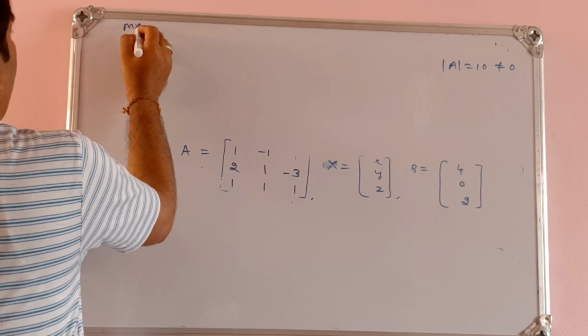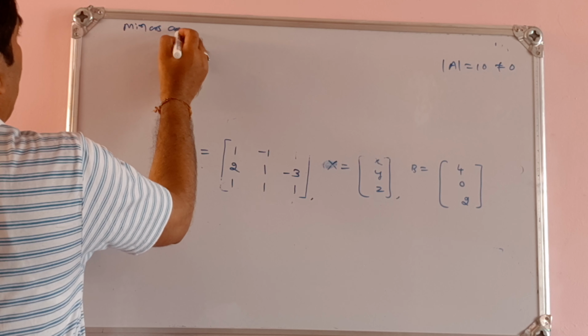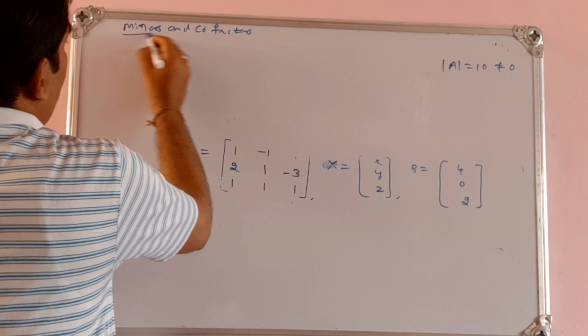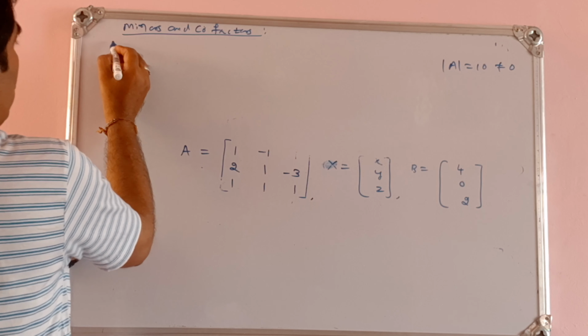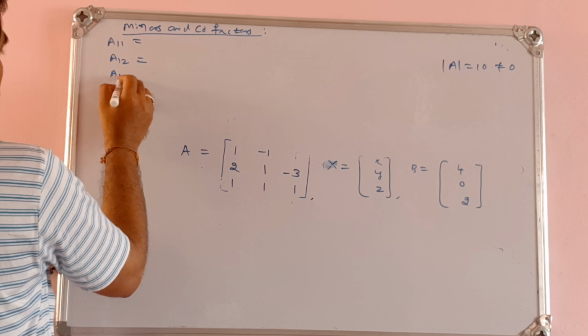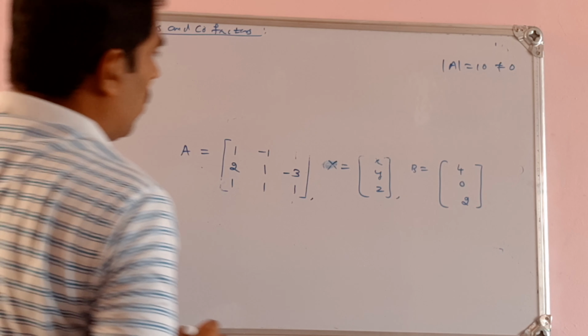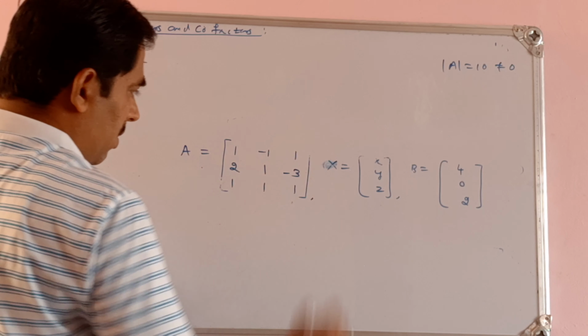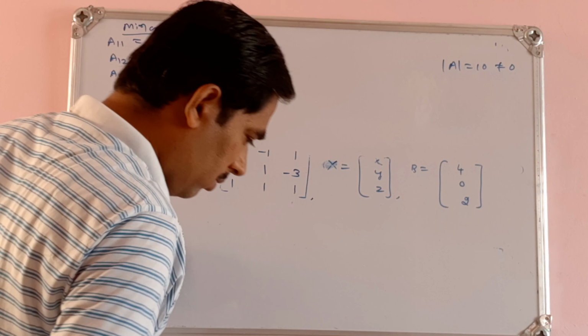So let us find the minors and cofactors. Okay, so observe carefully. So that is what? A11, A12, A13. Okay. So this was what? 1.